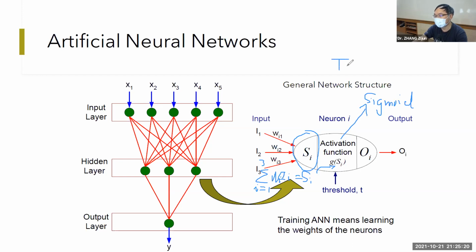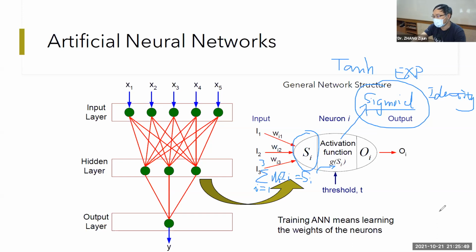Or sometimes hyperbolic tangent, or exponential, or identity. So you have different activation functions you can use. You randomly choose one of them, but most of the time people choose sigmoid. But in deep learning, the sigmoid activation function does not fit well. So in deep learning, most of the activation functions are called ReLU or leaky ReLU nowadays.